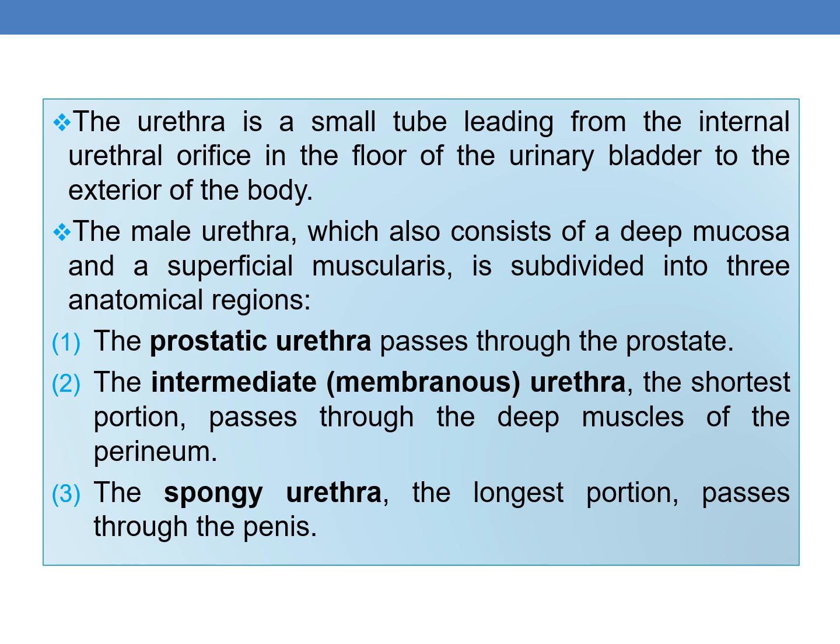The male urethra, which also contains deep mucosa and a superficial muscularis, is subdivided into three anatomical regions. The first is the prostatic urethra, next is the intermediate or membranous urethra, and finally the spongy urethra. The prostatic urethra passes through the prostate. The intermediate or membranous urethra, the shortest portion, passes through deep muscles of the perineum. And the spongy urethra, the longest portion, passes through the penis.